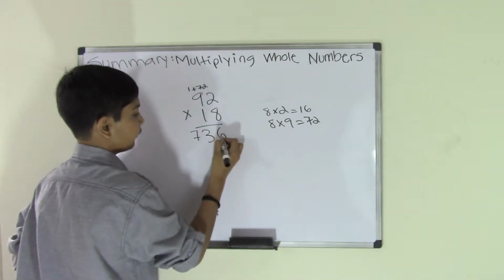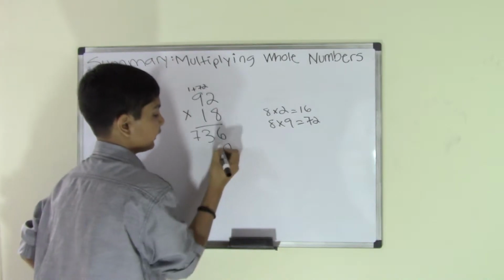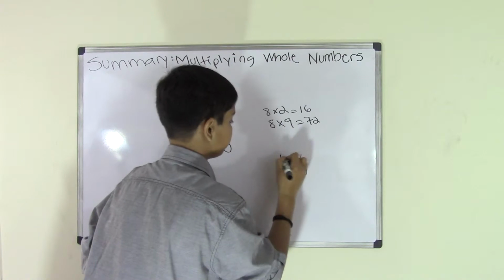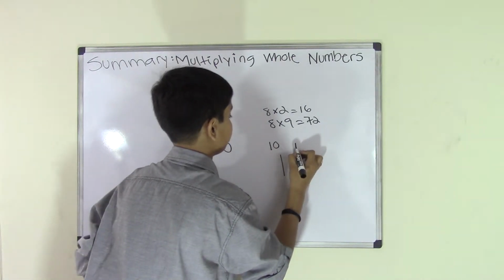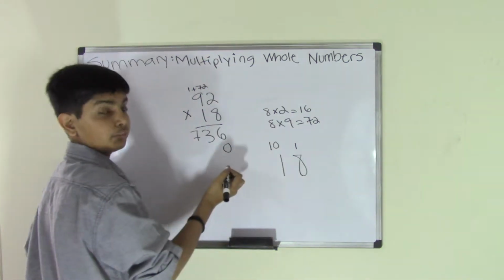And now we go ahead and move on to the next number, but before we do, we have to add a 0 under that product. Why? Because since we're doing 18 times the number on top, we know that the 1 is in the tens place and the 8 is in the ones place. So since the 10 has a 0 in front of it, we add a 0 over here.